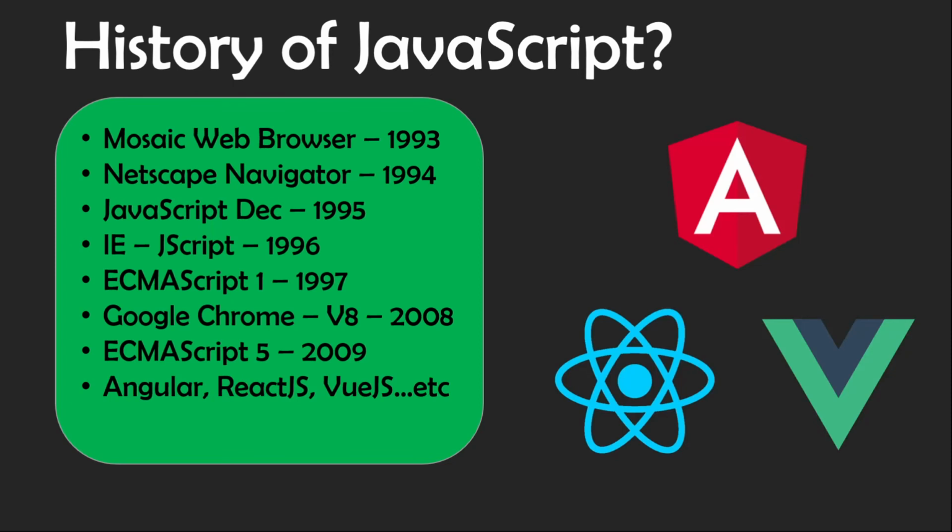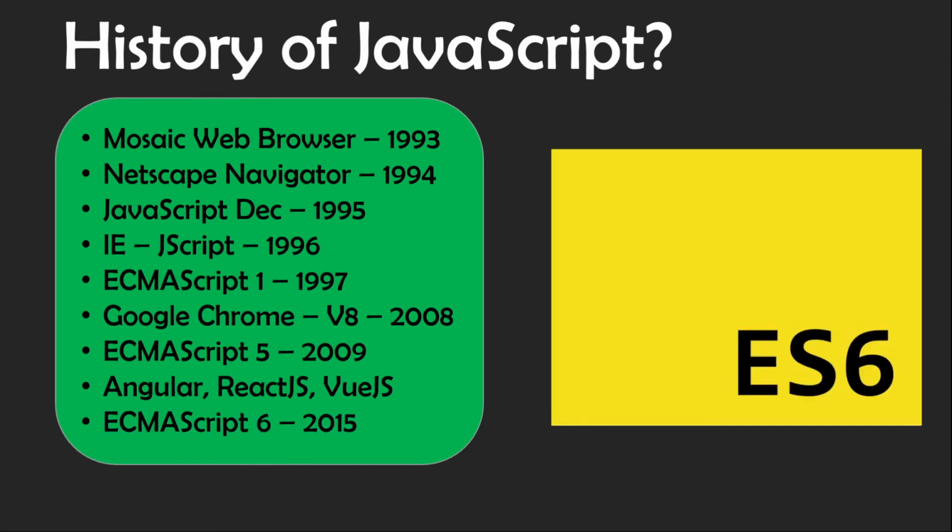After making JavaScript stronger, UI frameworks like Angular, React, and Vue started emerging. And then in 2015, the last major release of ECMAScript was released, ECMAScript 6, and it made JavaScript more organized, developer-friendly, and easy to learn.